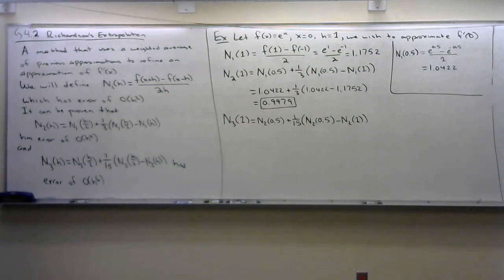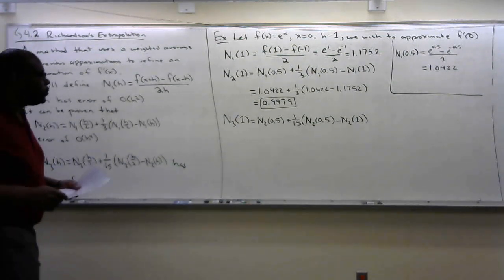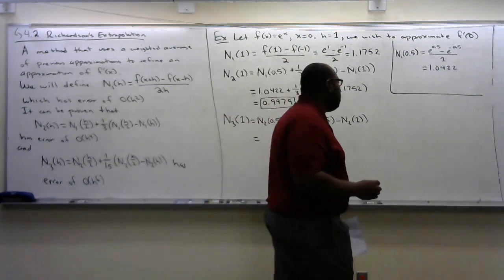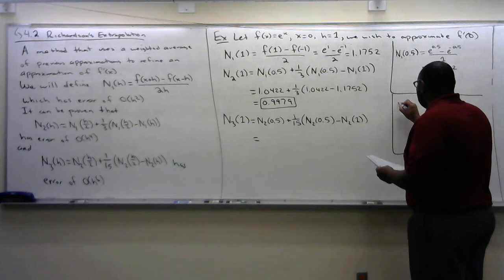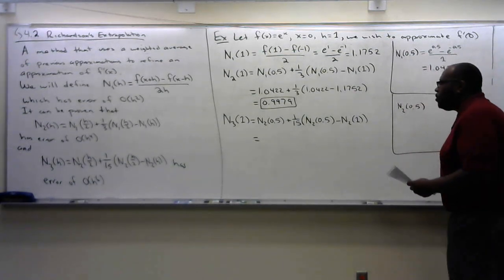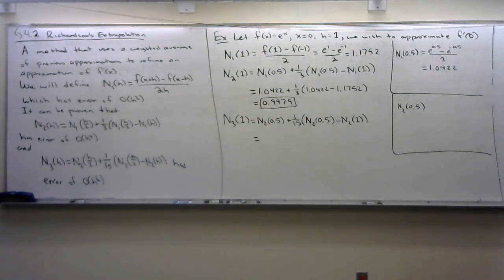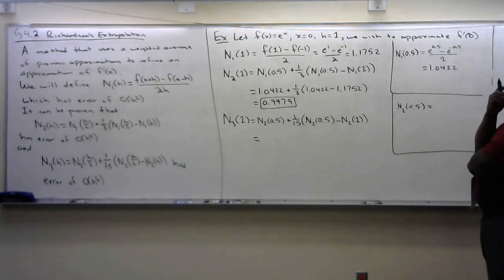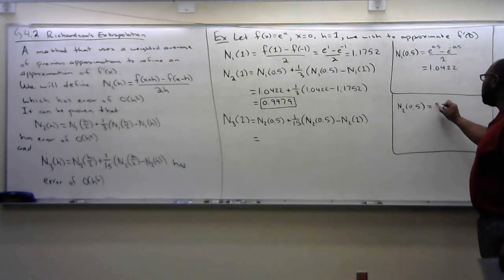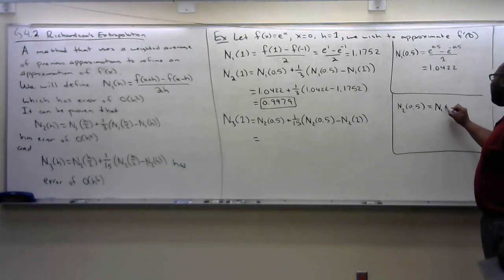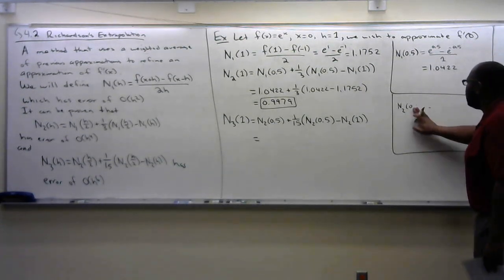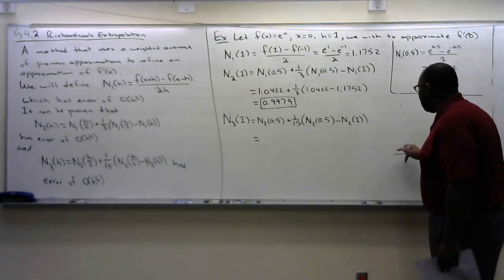So let's plug in and see what we get when we do this one. Plugging in, what do we have? Do I know n sub 2 of 0.5? I don't, so let's find out what that is. We need to do a lot of work to figure out n sub 2 of 0.5. That n sub 2 of 0.5 is really n sub 1 of 0.25 plus 1/3 of n sub 1. I need more space. This thing is more work than I thought it was.